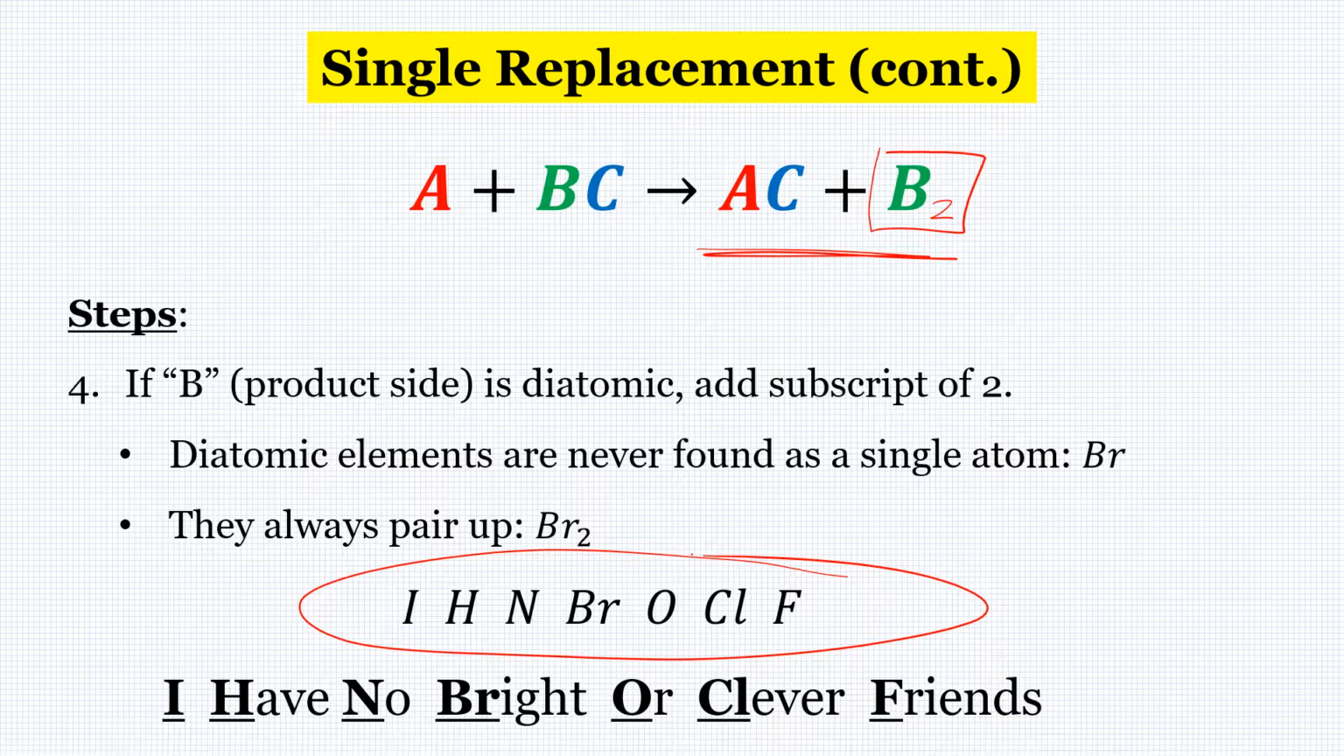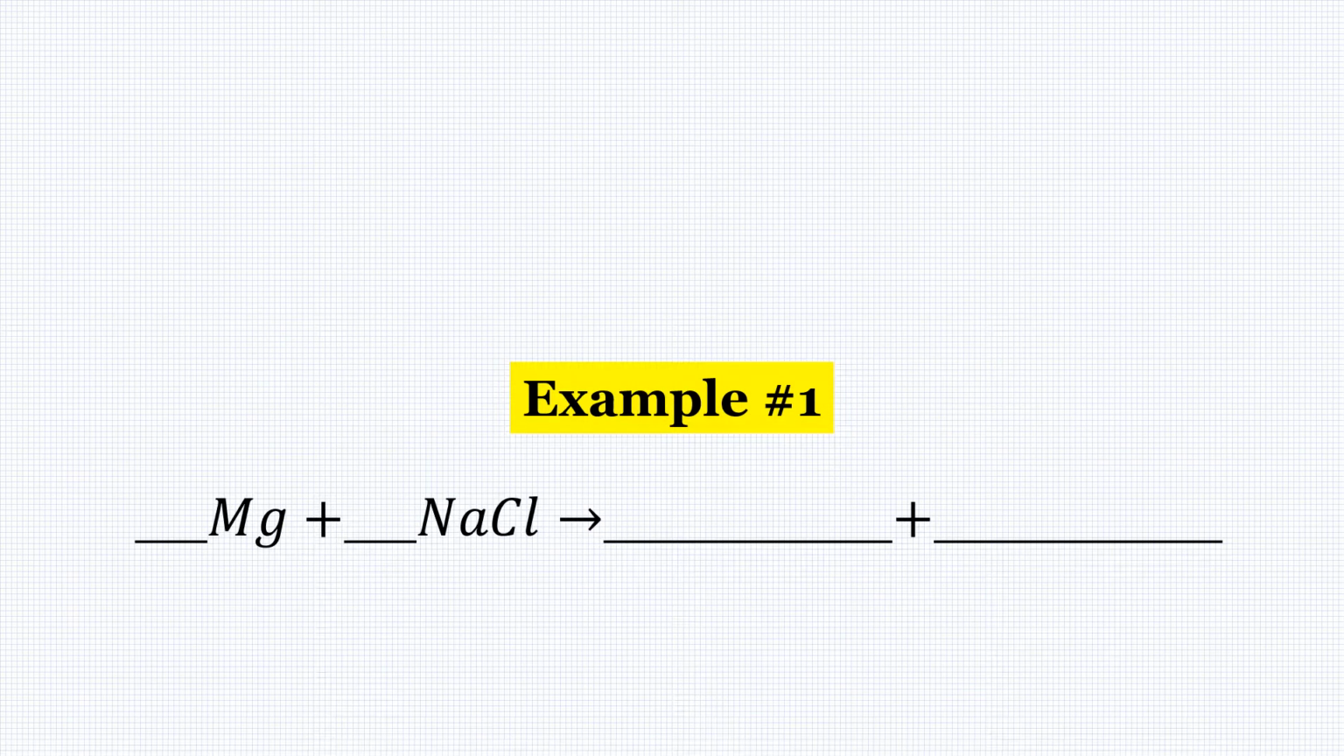So when we go to do our single replacement reactions, if we end up with one of these elements as the lone element on the product side, we want to add a subscript of 2. So let's do an example here. Our first step is going to be to figure out all of the charges on everything. So we have magnesium. Magnesium has a charge of +2. We have sodium, which has a charge of +1. And we have chlorine, which has a charge of -1.